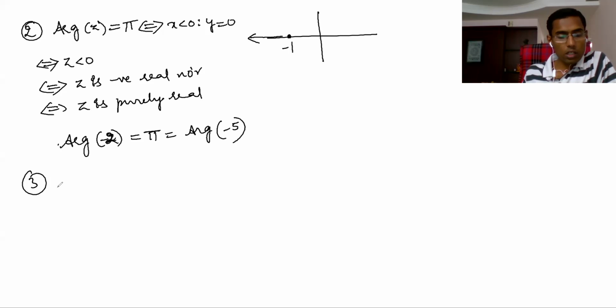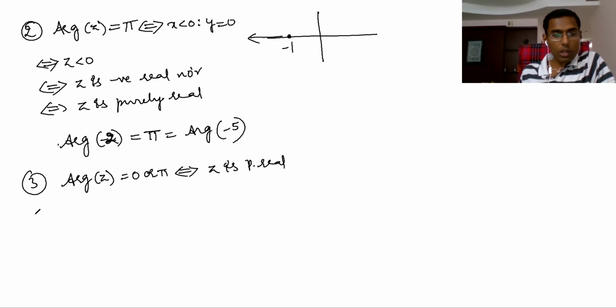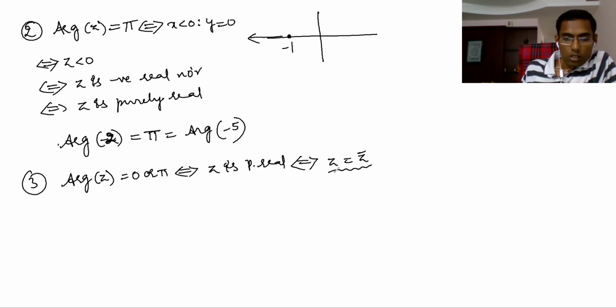Now, of course, if I write argument of z equal to 0 or pi, what does it mean? That means z is purely real. Argument of z equal to 0 or pi implies and is implied by z is purely real. Okay, all right. Not only that, sometimes it is given like this also: z is purely real implies z equal to z bar. You can understand argument of z equal to 0 or pi means z equal to z bar, we'll write. So that means z is purely real. Same thing. So now number 4.